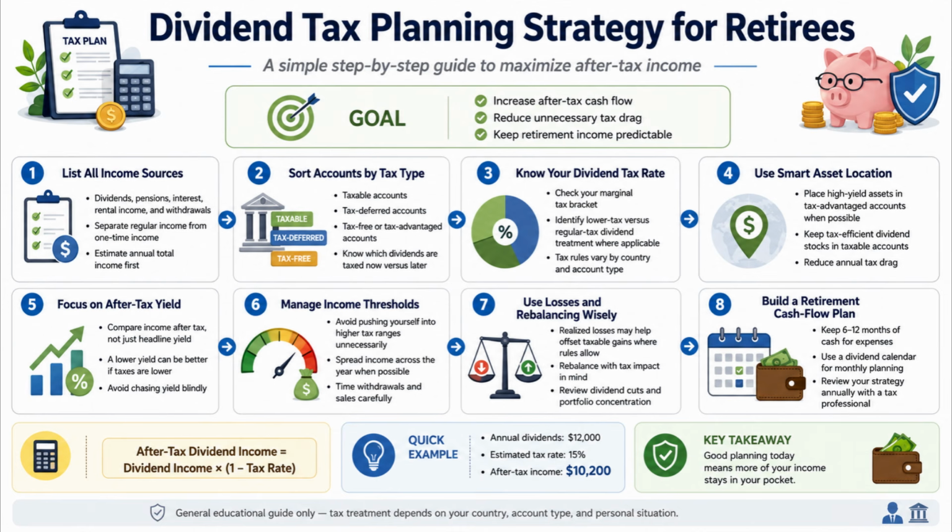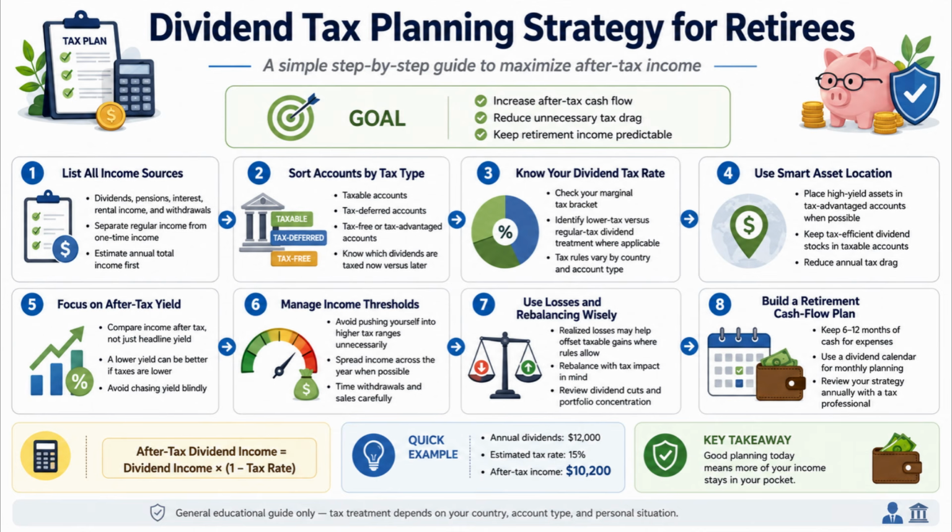Then, use smart asset location. This means placing investments in the most suitable accounts to reduce unnecessary tax drag. For example, high-yield dividend assets may be better inside tax-advantaged accounts when possible, while more tax-efficient dividend stocks may fit better in taxable accounts. The goal is not only to earn income, but to keep more of it after tax.